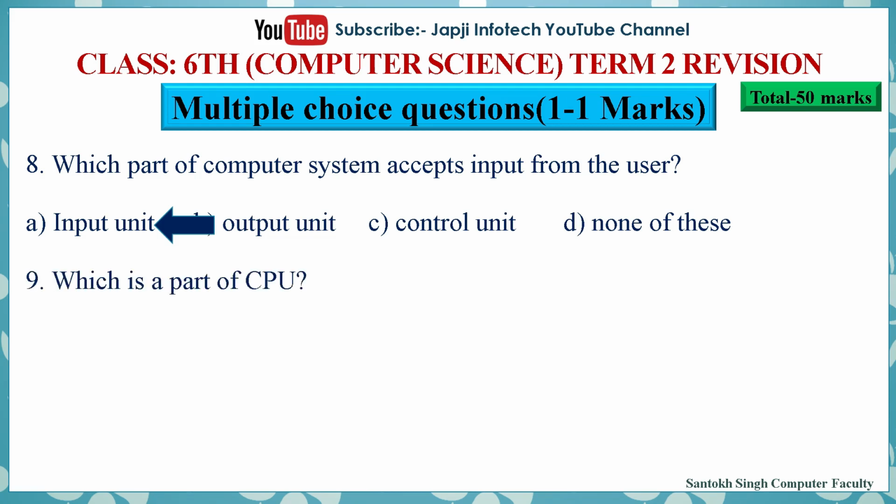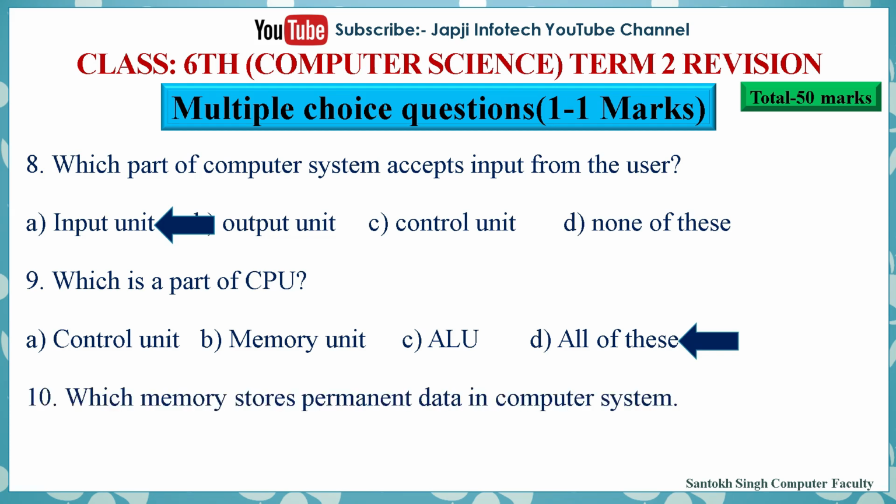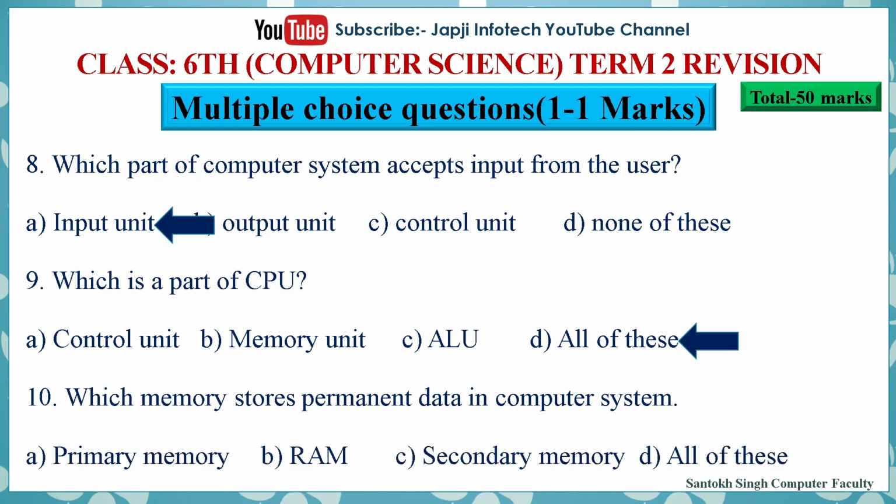The ninth one is, which is a part of the CPU, and the options are control unit, memory unit, ALU, and the last one is all of these. The right answer is all of these. The 10th one is, which memory stores permanent data in a computer system, and the options are primary memory, RAM, secondary memory, or all of these. The right answer is secondary memory.